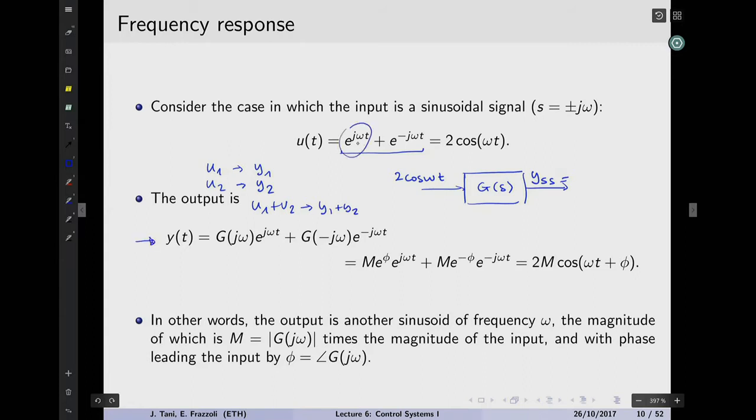Well, if we send as input e to the j omega t, we just saw before that the steady state solution for a certain input e to the st is given by this transfer function evaluated at s times e to the st. So in this case, s is equal to j omega and minus j omega, right? So we get this first term, which is the y1, and this second term here, which is the y2.